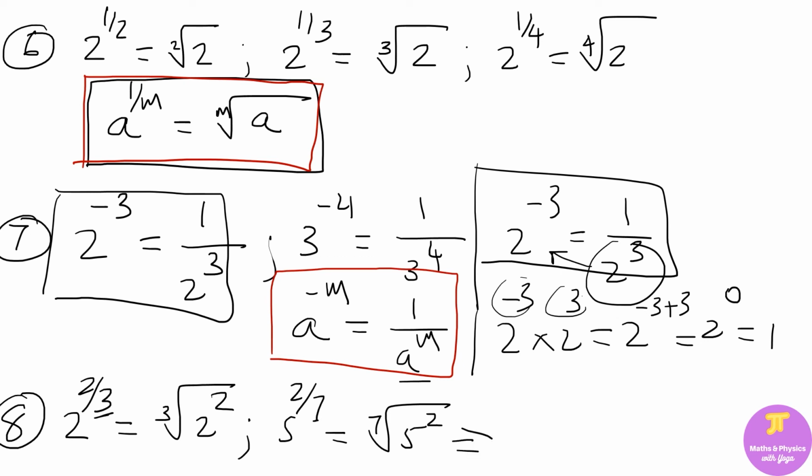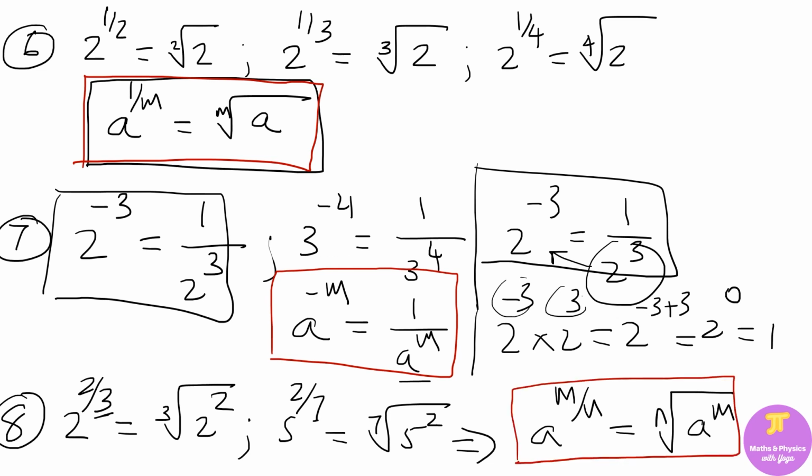How can we generalize this into an equation? a to the power m over n is nothing but the nth root of a to the power m. This is the eighth law.